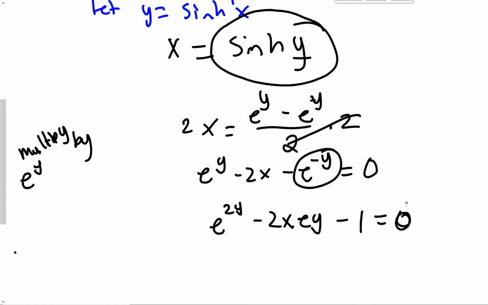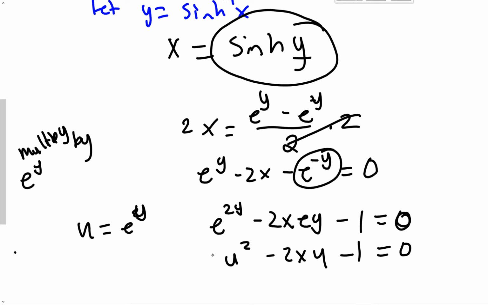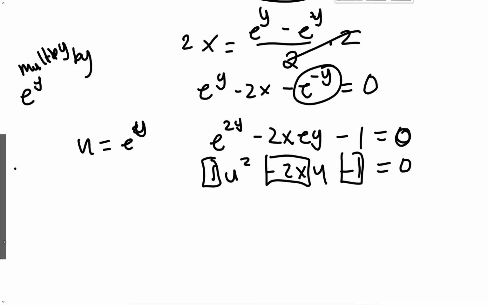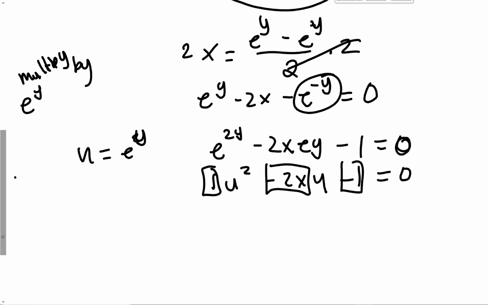So now I have a quadratic looking form, right? I could let u equal something. U equals e to the y. So then this would just be u squared minus 2x u minus 1 equals 0. So it kind of looks like a quadratic. My a is 1, my b is right here, and here's my c.